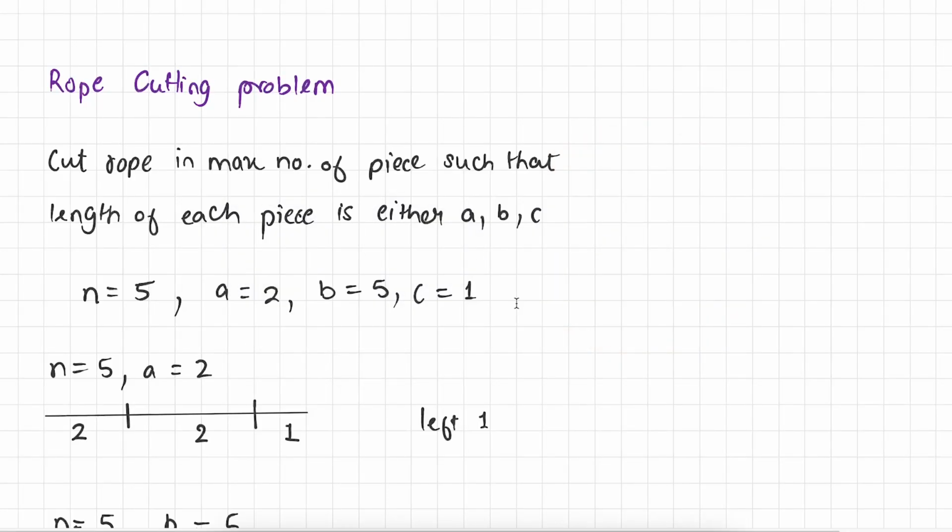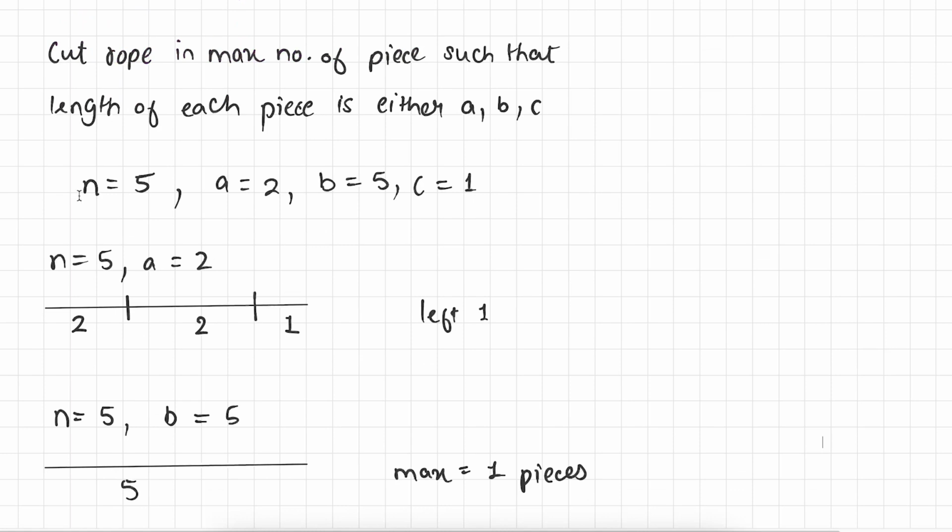Alright, let's see this problem. The problem is: we are given a rope of size n and our task is to cut this rope into the maximum number of pieces such that each piece has a length of either A, B or C. So to better understand this problem, let's see this example.